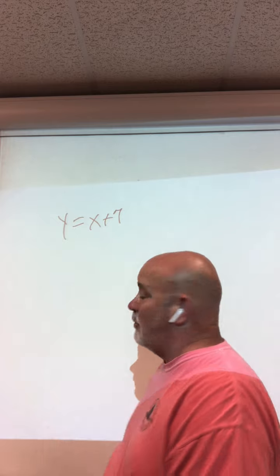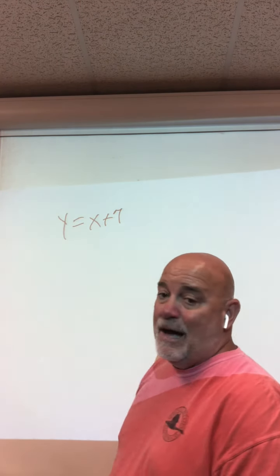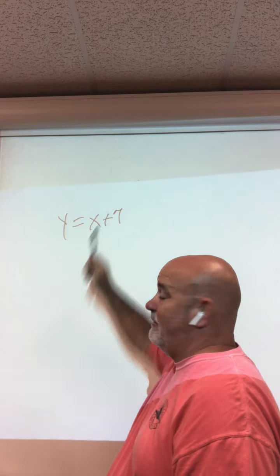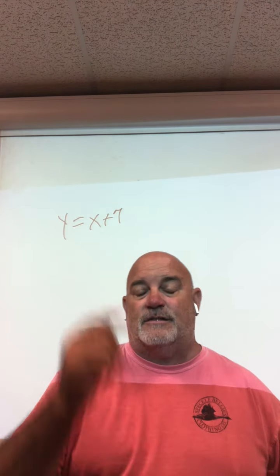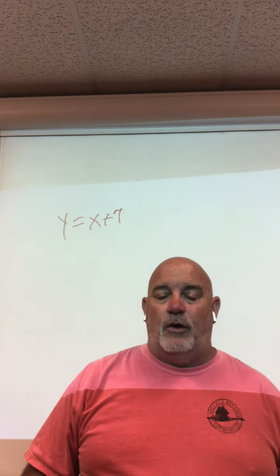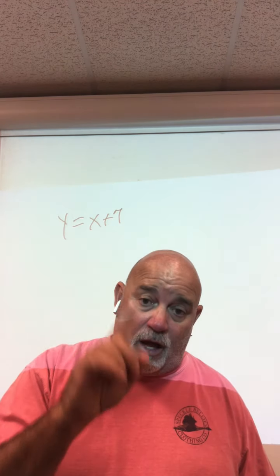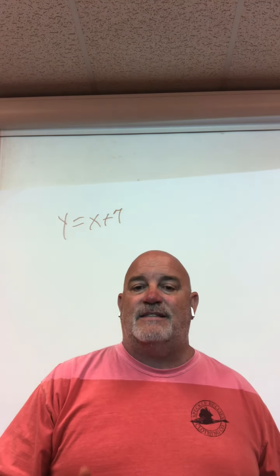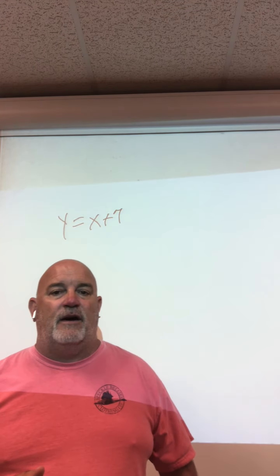For instance, in this problem right here, if I let x be 5, what would y be? What's 5 plus 7? 12. So it would be 5, 12. So 5 is the input, 12 is the output. So when you buy a gumball, that one gumball, that's an example of something that is a function.